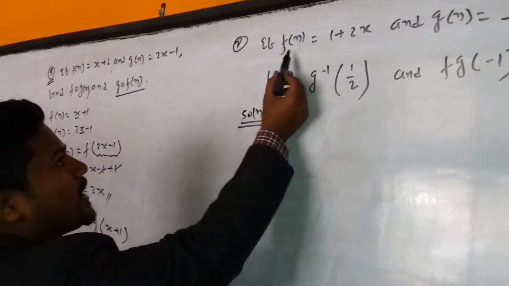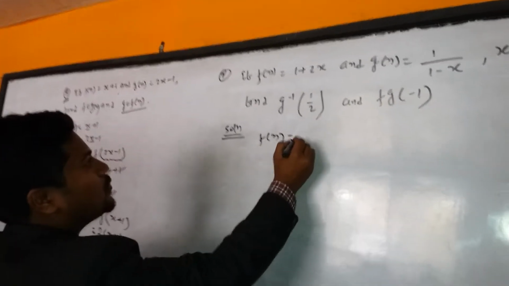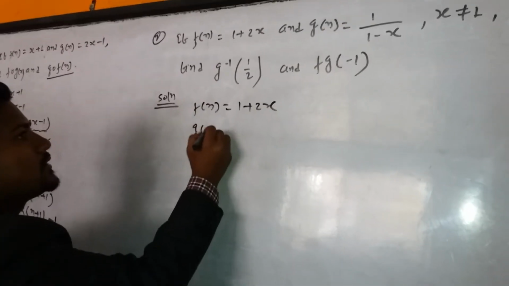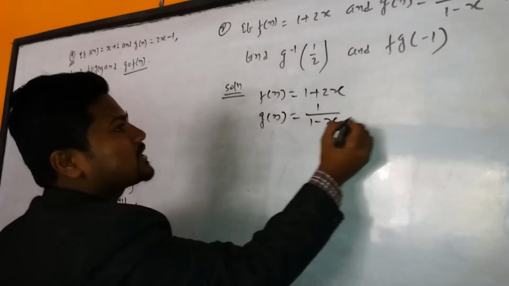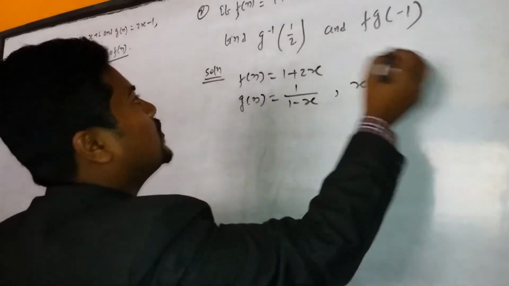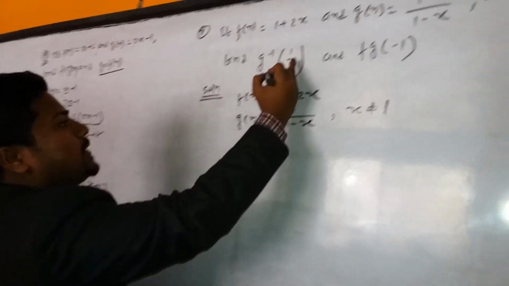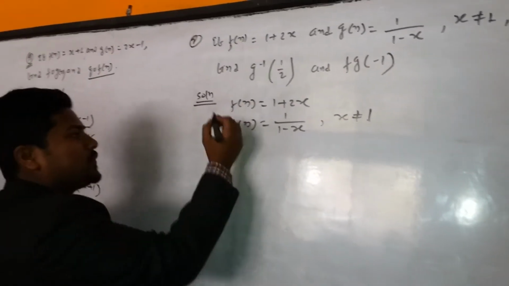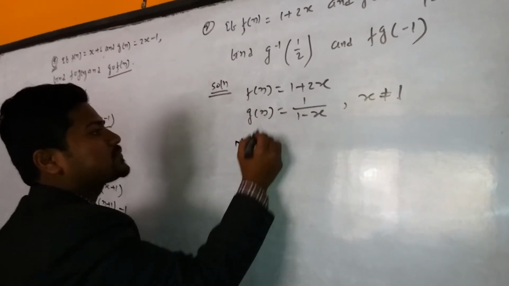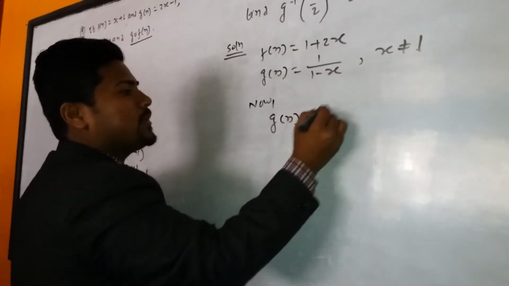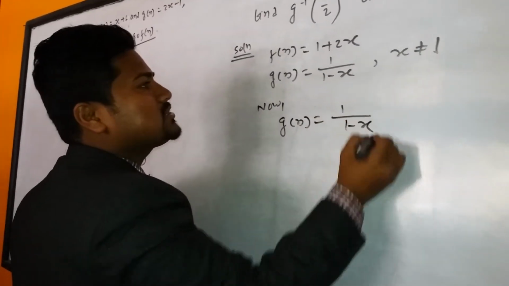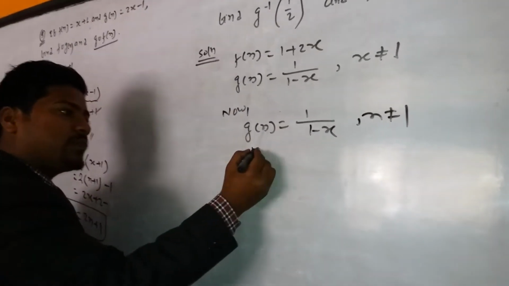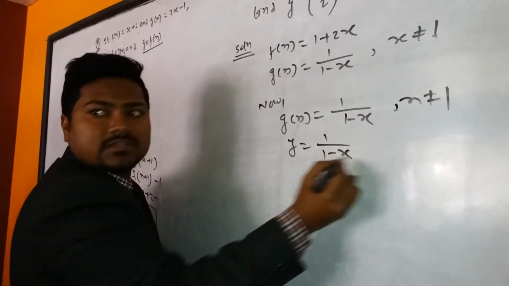Okay, now we have given here f(x) is equal to 1 plus 2x and g(x) is equal to 1 upon 1 minus x, where x is not equal to 1. Find g inverse of 1 by 2 and f g of minus 1. So first of all, we have to find the inverse function. g(x) is equal to 1 upon 1 minus x, and here x is not equal to 1. It means we can write y is equal to 1 upon 1 minus x.